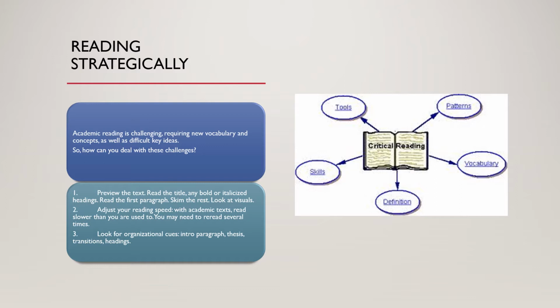So, reading strategically is the first segment here. And there's a little diagram off to the right with different kinds of critical reading skills that you should be concerned with: patterns, tools, the definitions of words, vocabulary. Academic reading is challenging, requiring new vocabulary and concepts as well as difficult key ideas. So, how can you deal with the challenges of reading strategically?